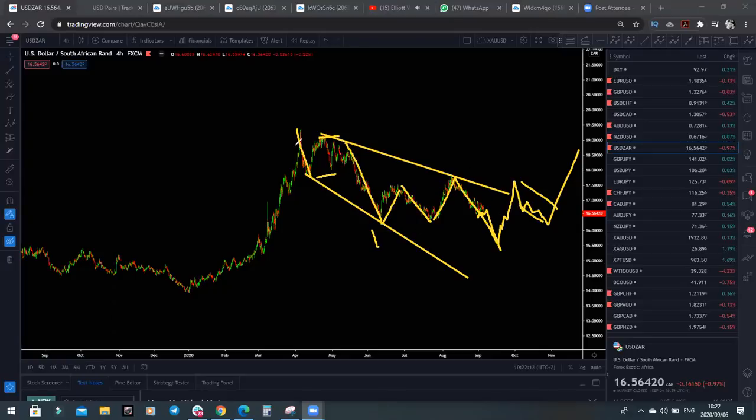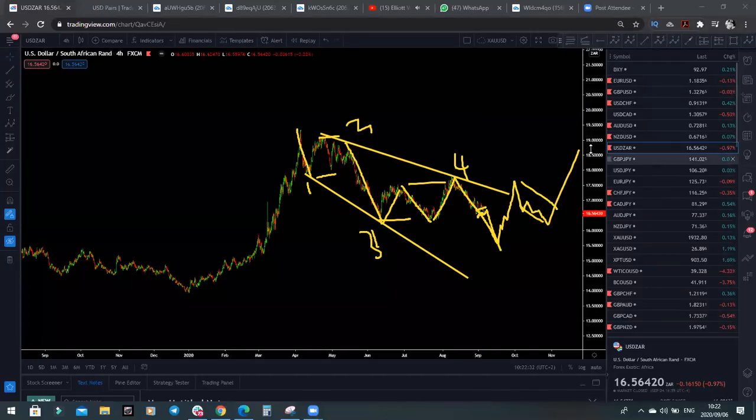So we're looking for the last wave 5. 1, 2, 3, 4, and a 5. So we're looking for the 5 here. We are en route to wave 5 to the downside here. That is a regular flat in wave 4, and we're coming down. So watch out when it comes down below here. We'll be looking for upside on US dollar ZAR.